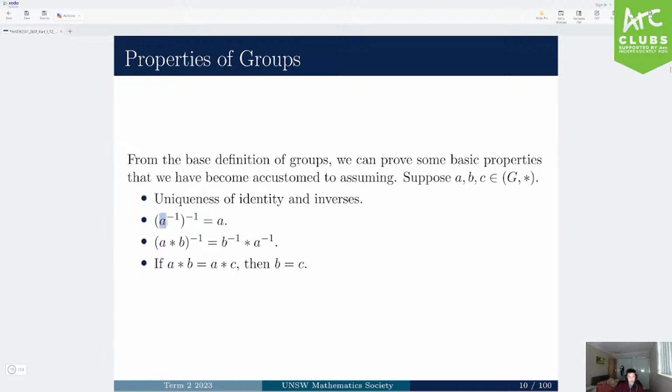Okay. This one's pretty intuitive. If we take the inverse of the inverse, that should just return the original element. If we take the inverse of A star B, that's going to be the inverse of each individual element, and then we swap the order around. And the last one, if A star B is A star C, then we can multiply both sides on the left by the inverse of A, and that would get us B is equal to C. Okay, so some useful properties that can be proved from the definitions.